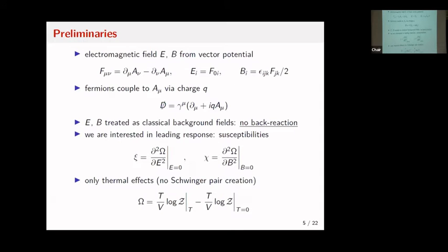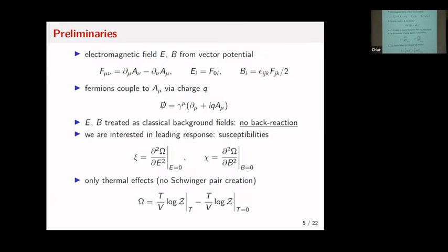And before I discuss that, a couple of preliminaries, just so that we are all up to speed about what I'm talking about. Here is the vector potential from which you can get the electric and magnetic fields. They couple to the Dirac operator, to the electric charges of the fermions. And an important point is that I'm taking the electric and the magnetic field as a classical background field. There is no back reaction from the fermions to the background fields, but they are classical. They are staying there as they are. Okay, it's important to keep this in mind.